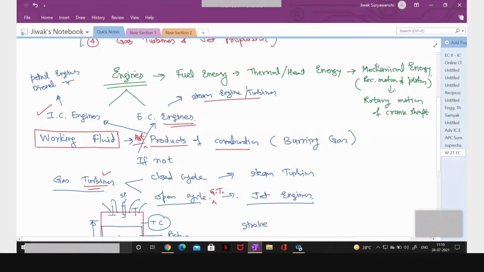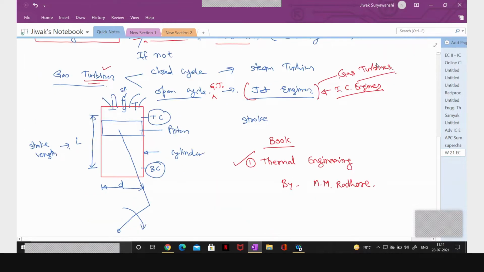So we will mostly discuss IC engines, internal combustion engines. And as I told you, the jet engine is an example of an IC engine because here the working fluid is hot products of combustion. Even though we are using a gas turbine here, it is an example of an internal combustion engine because the working fluid is hot products of combustion.